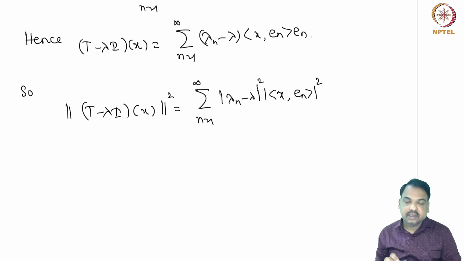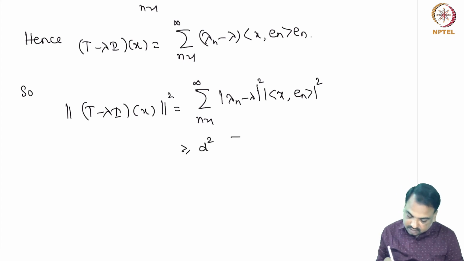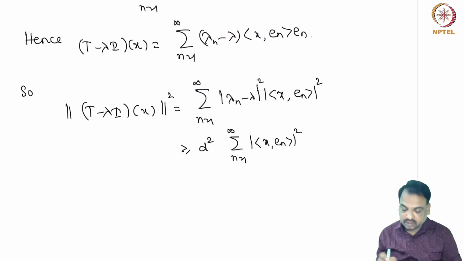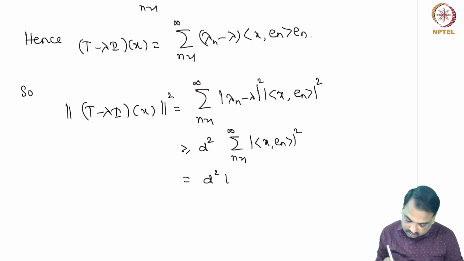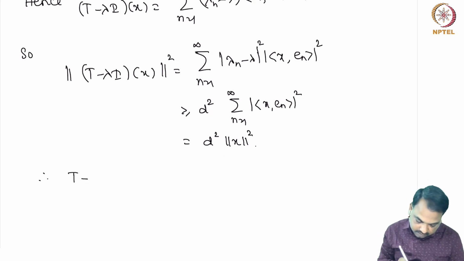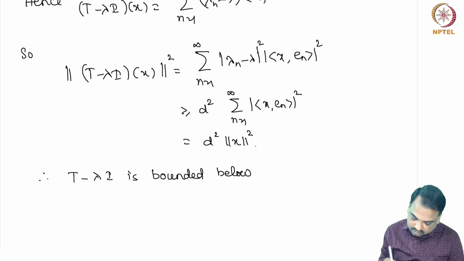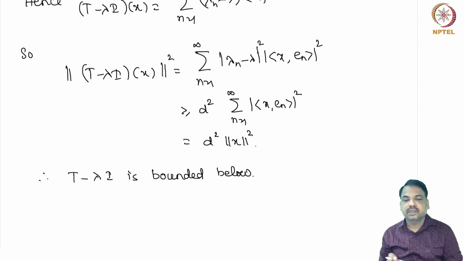Now we know that the distance between lambda and lambda_n is bigger than or equal to d, so we can say this is at least d squared times the summation n equal to 1 to infinity of the modulus square of the inner product of x with e_n. So this is d squared norm x squared. Therefore, we can say that T minus lambda is bounded below. That means the range of T minus lambda is closed. It is also 1 to 1.